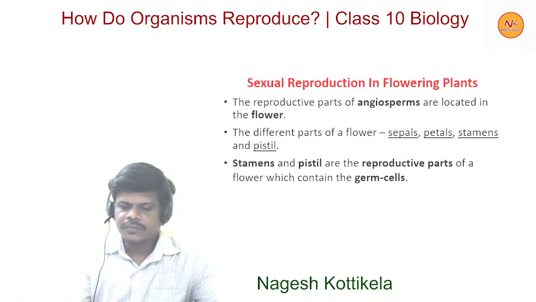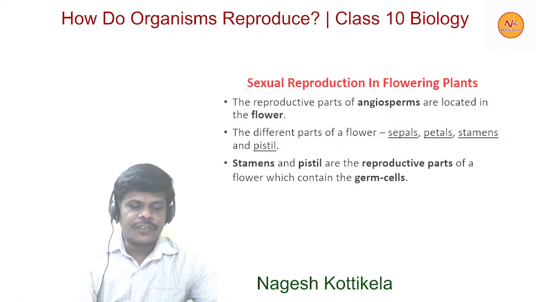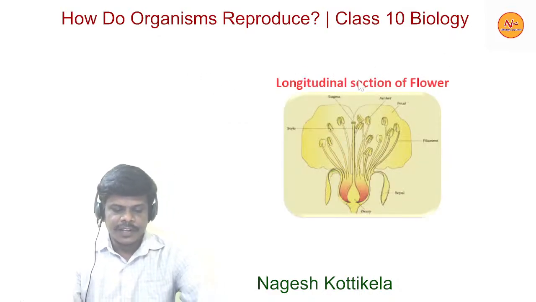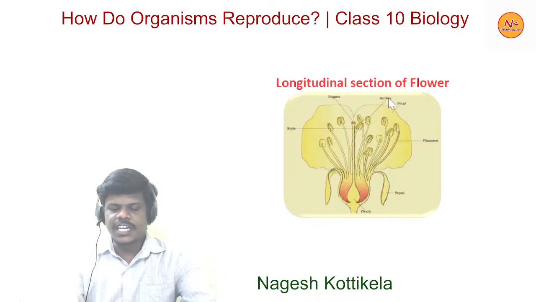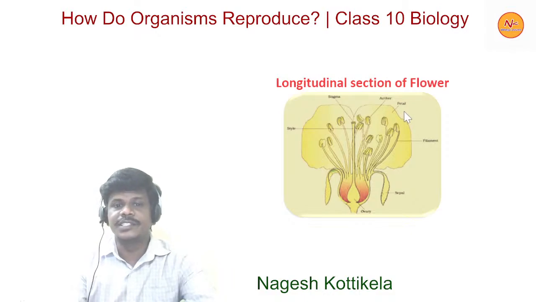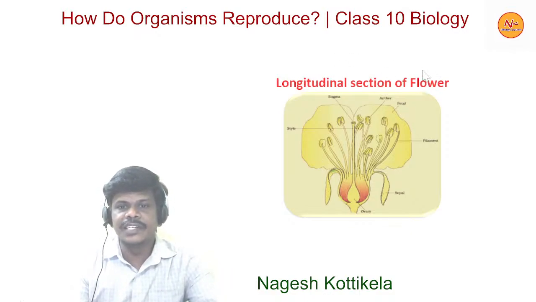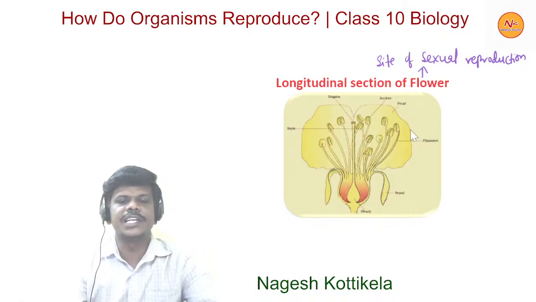Here, sexual reproduction in flowering plants. Flower is a morphological and embryological marvel, and it is a site of sexual reproduction in plants. So here the flower is the site of sexual reproduction in plants.